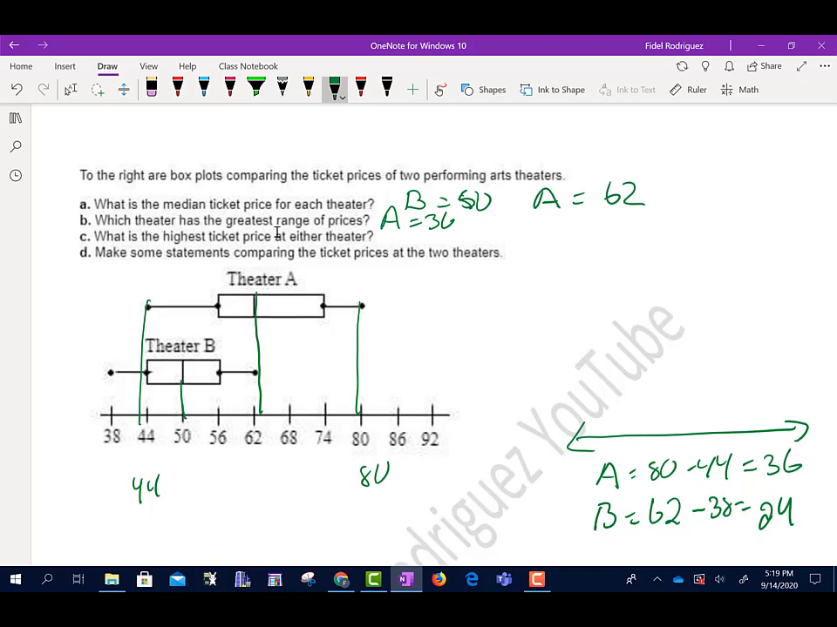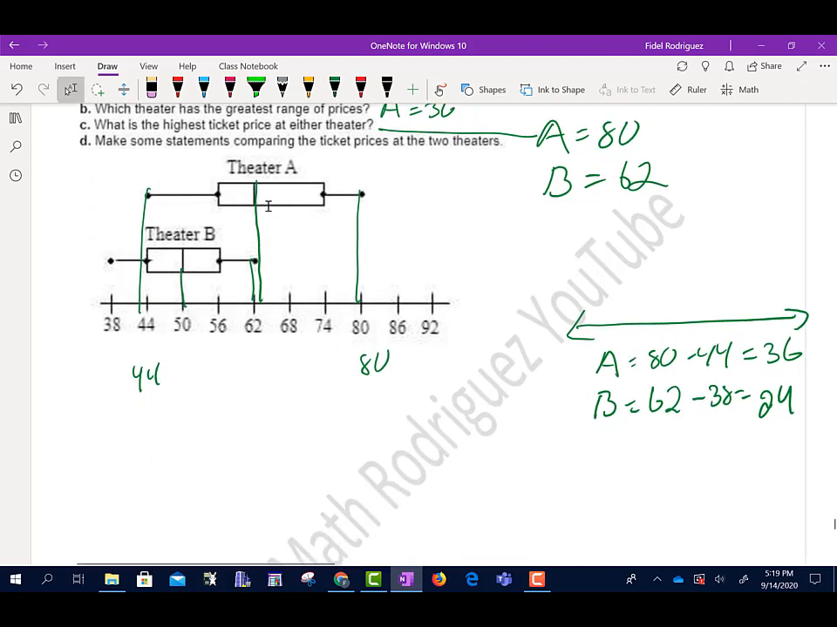What is the highest ticket price at either theater? Okay. So for A, it's going to be 80. And for B, it looks like it's going to be 62. Okay. And then it says, make some statements comparing the ticket prices at the two theaters.